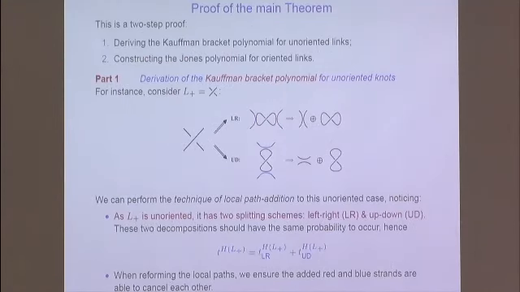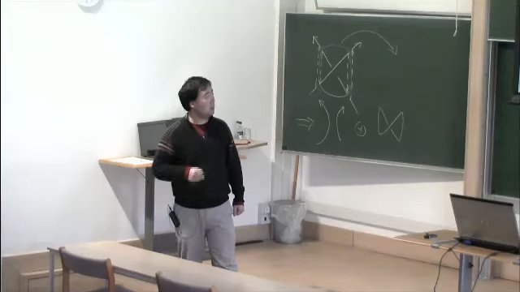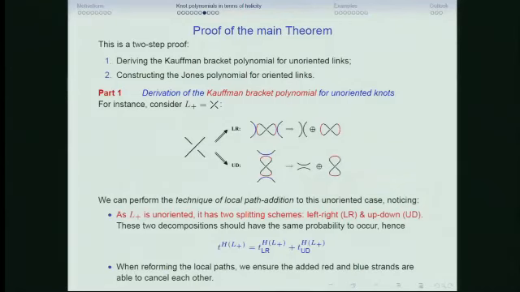So if you want to use the local path addition technique, we have two splitting ways, left and right, or up and down. These two splitting schemes have the same property to occur. So the right-hand side should contain two parts, left-right and up-down. The other thing is, during the adding of local paths, we keep the strands with opposite directions such that they can cancel each other.